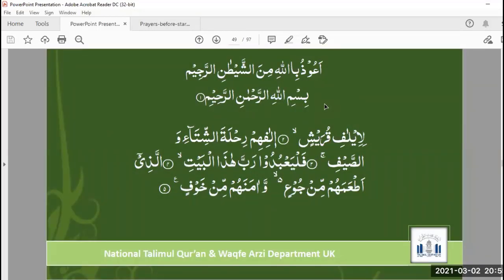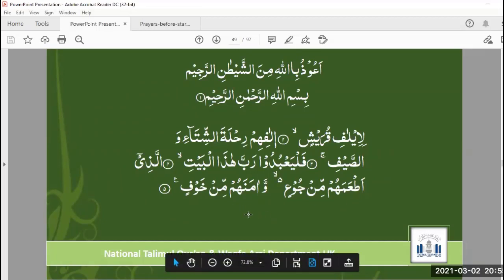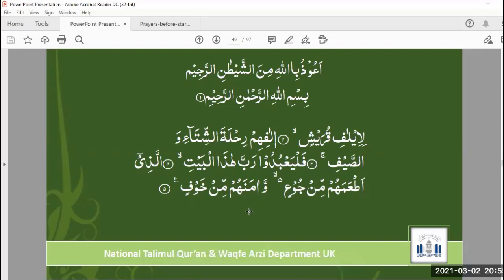Bismillahir Rahmanir Rahim. Li'ilafi Quraysh. MashaAllah, careful reading.